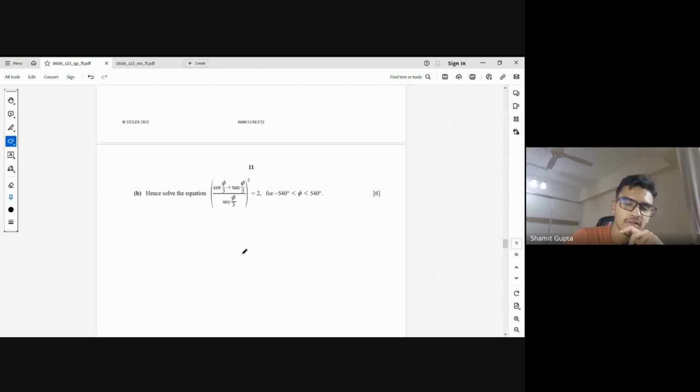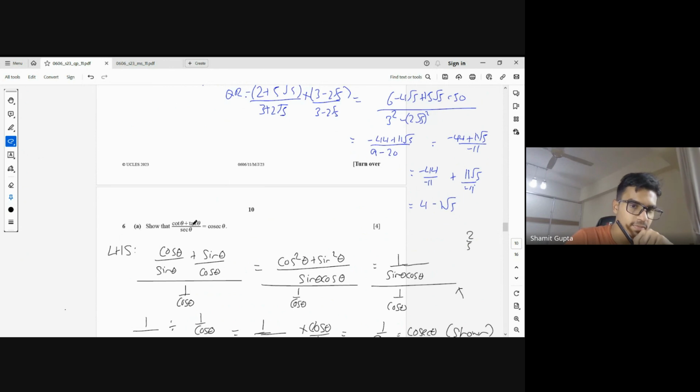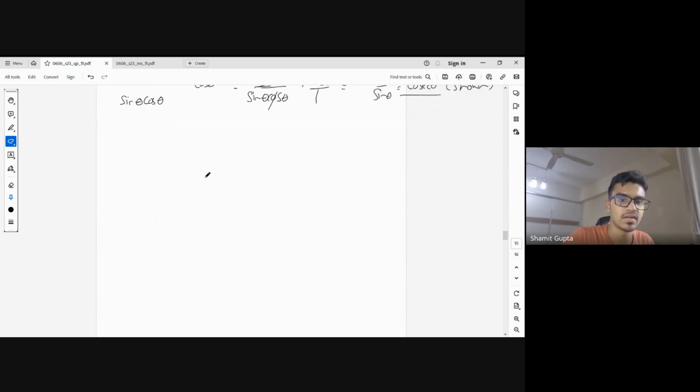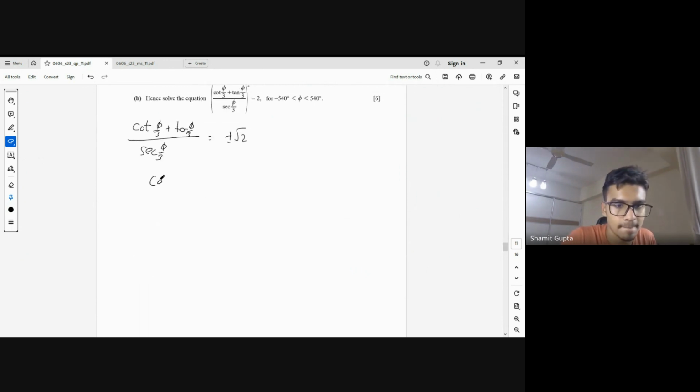Now, hence solve the equation: cot phi over 3 plus tan phi over 3, over sec phi over 3, all squared, equals 2. This is very similar, cot theta plus tan theta over sec theta, but they squared it. Let's square root it back. It'll become cot phi over 3 plus tan phi over 3 over sec phi over 3 is equal to plus or minus root 2. Now this thing, if it was theta, it became cosec theta. This is phi over 3. This becomes cosec phi over 3.